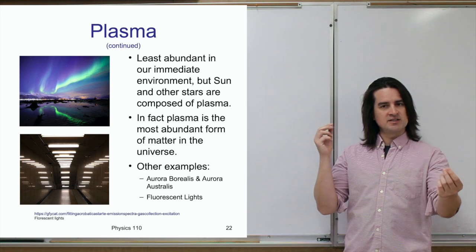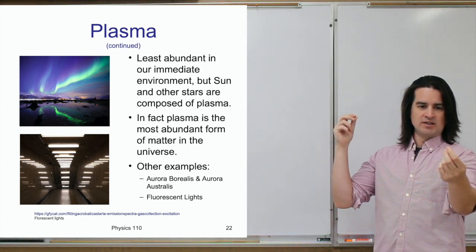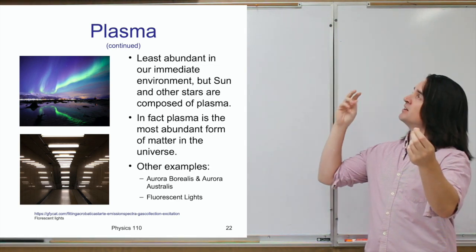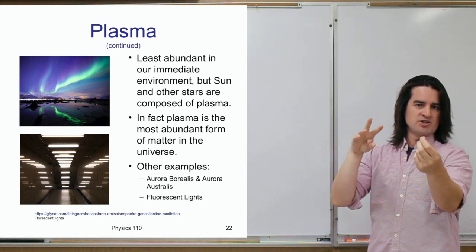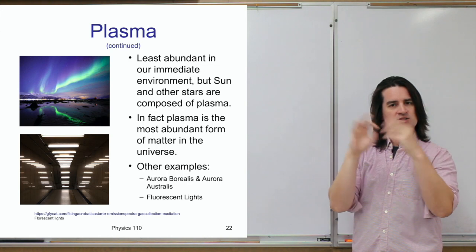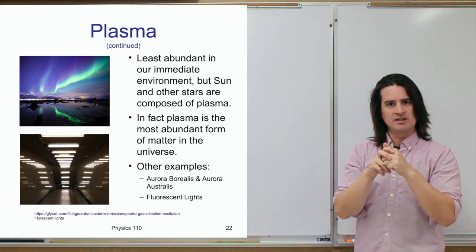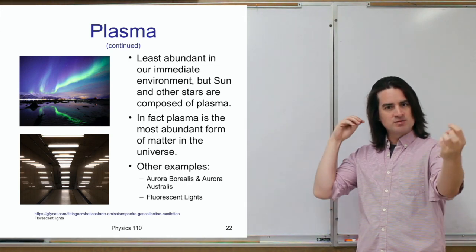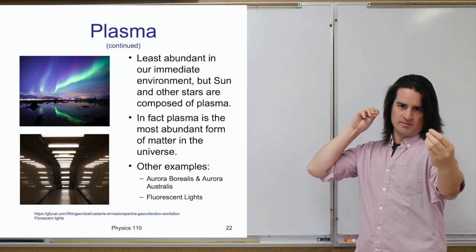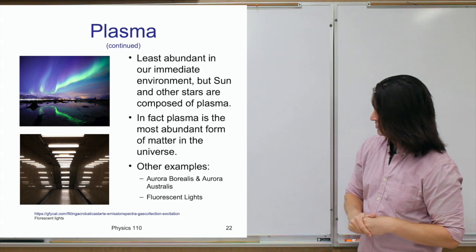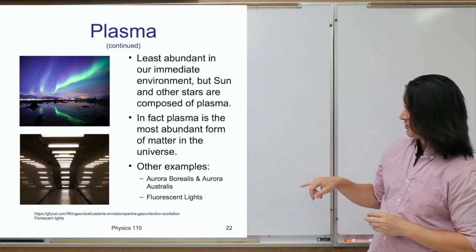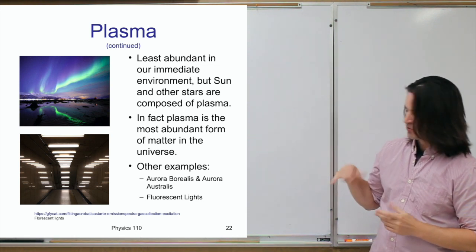In fluorescent lights, you essentially have a gas inside of these tubes, and you dump a bunch of electrical energy into those tubes so that it knocks the electrons off of the atoms in the tube, and you have a plasma, and that plasma can now conduct a path for electricity inside of the tubes.